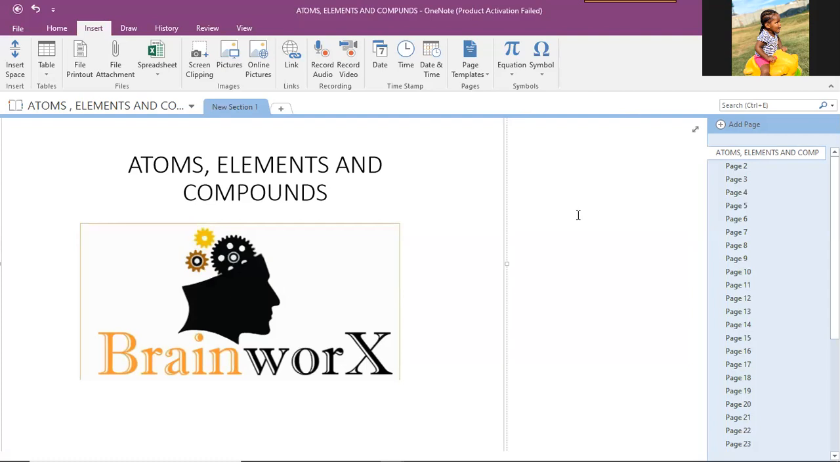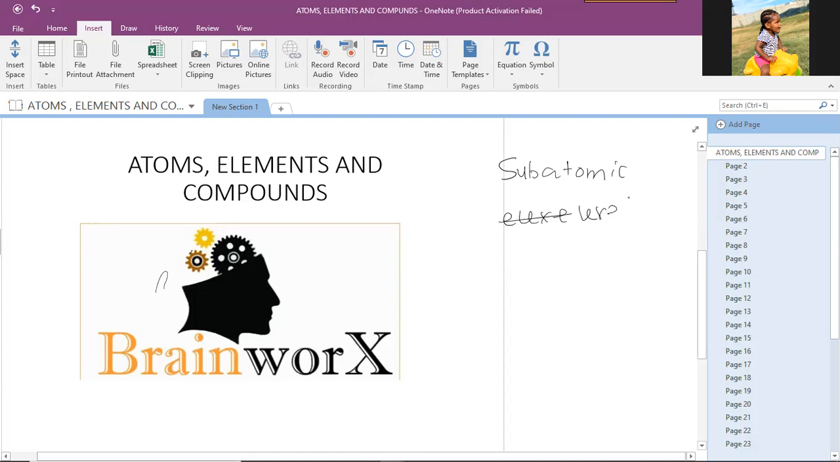If you don't understand what's happening at a subatomic level, when we say subatomic level, what we're talking about is what's happening to the electrons, what's happening in the atomic nucleus, what type of bonds they are forming.